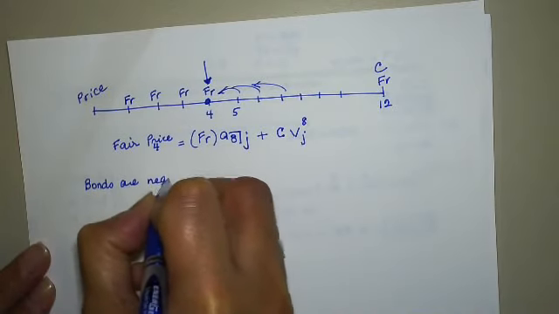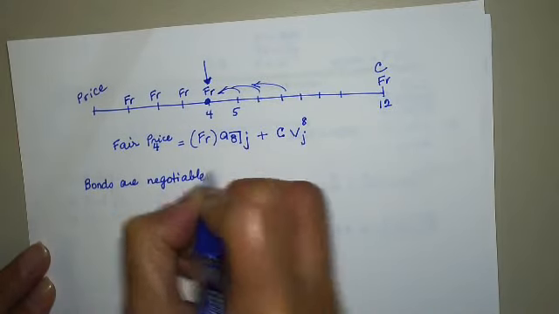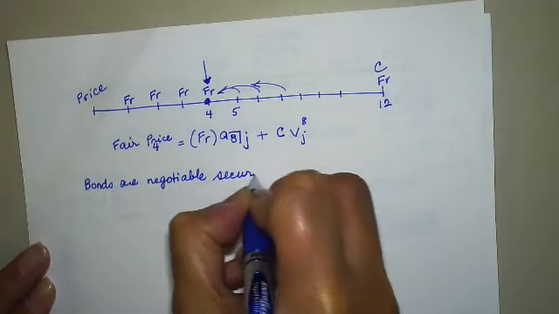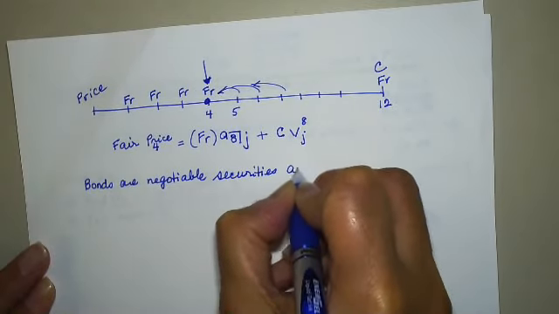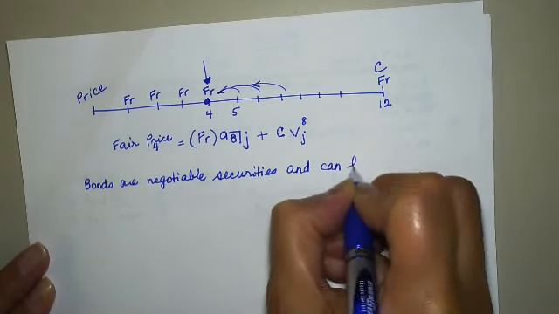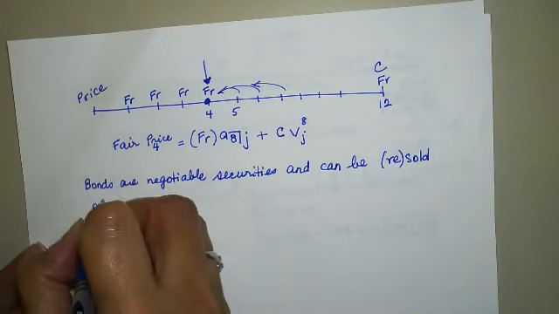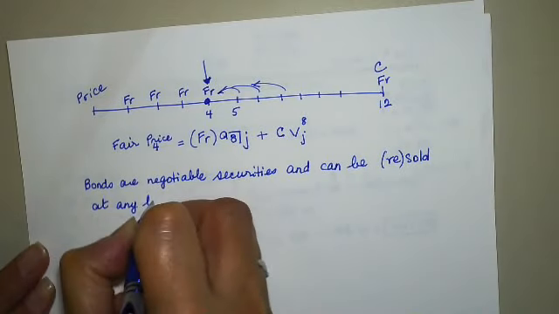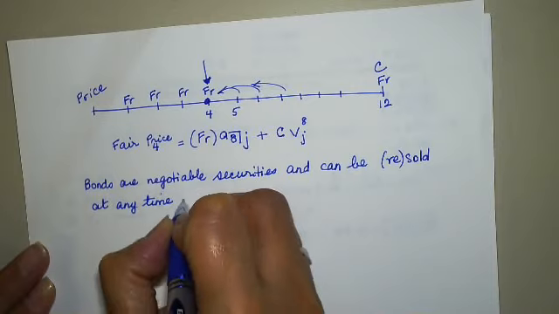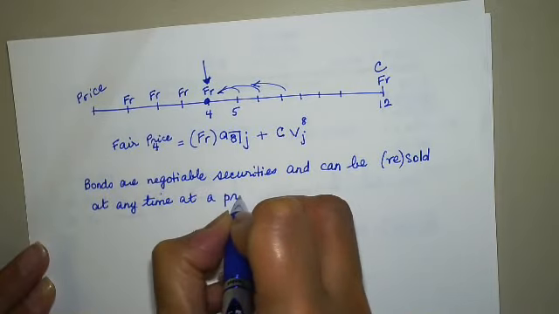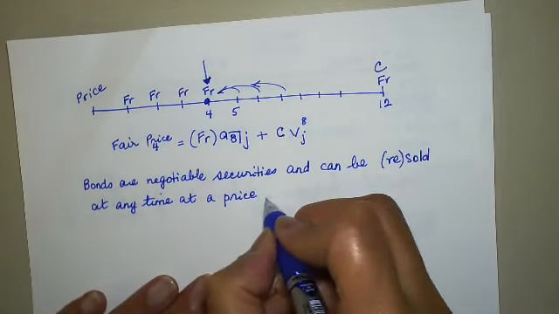So before I do that, I want to just write a little blurb. Bonds are negotiable securities and can be resold at any time.